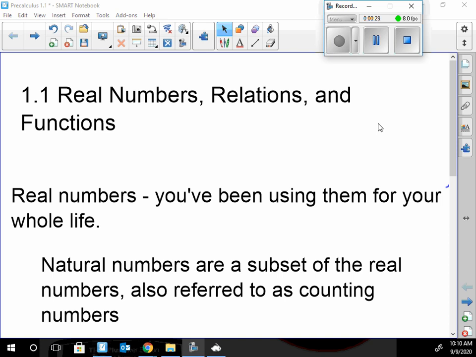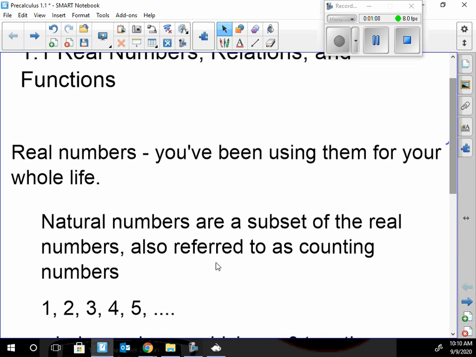Our first chapter here is 1.1, Real Numbers, Relations, and Functions. So real numbers, you've been using them for your whole life. They include the natural numbers, which are referred to as counting numbers. Counting numbers are the first numbers you learned. You started to count with 1, 2, 3, 4, and so on. When you were a child learning to count, you didn't start with 1.1. You didn't learn 0 when you first learned to count. You first started with 1, because 1 was something. It meant you had something.